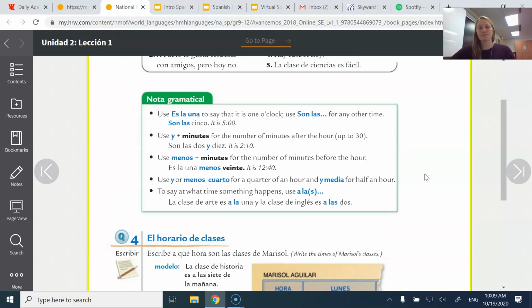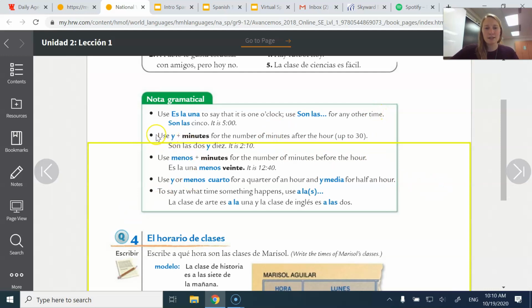Nota gramatical. Use es la una to say it's 1 o'clock. Use son las for any other time. For example, son las 5. So you can notice that es, right, that's our conjugation of ser. That means he, she, or it is. So here it's saying it is. So it is la una. We use la here because una is singular, right? So la. We use las here for any other time when the time is plural, like 2, 3, 4, 5, etc. So son las dos, son las tres, son las cuatro, etc.